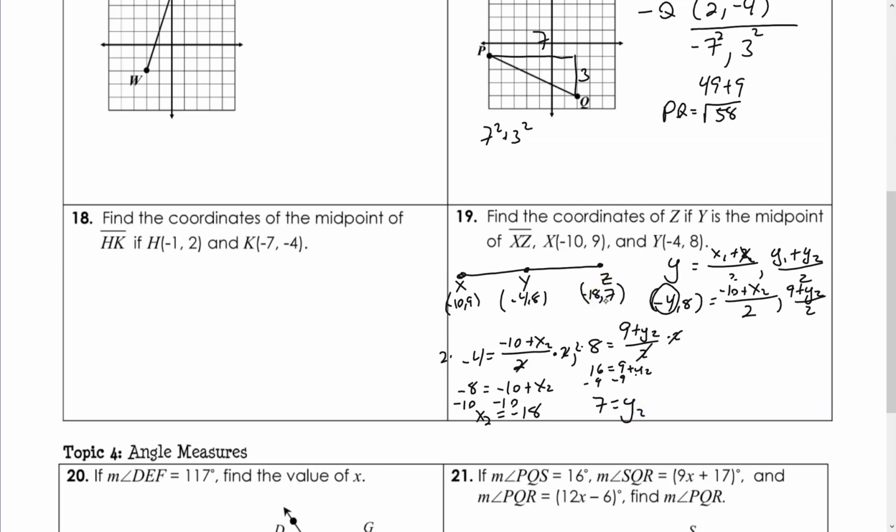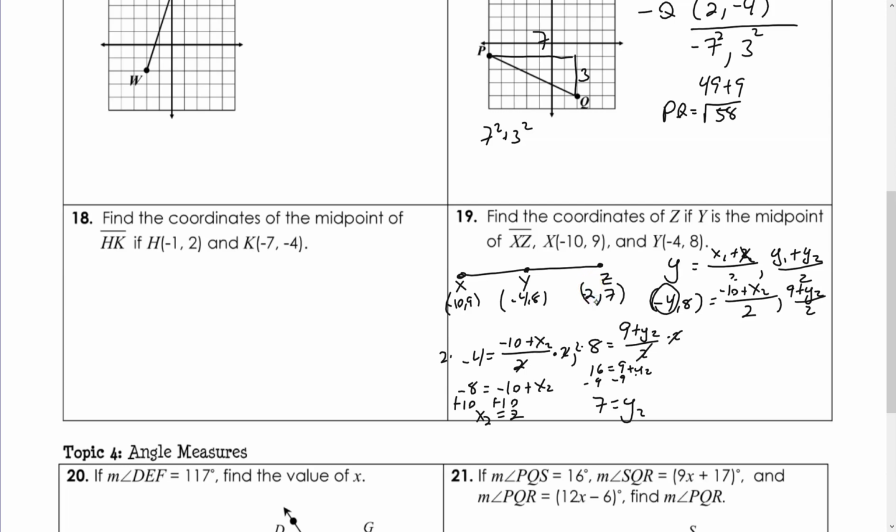Now you think about it. Oh, I just made a mistake. That's a plus. So that would just be 2. It didn't look right. So that'd be 2, 7.